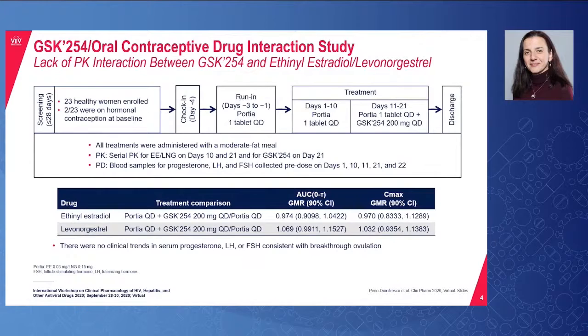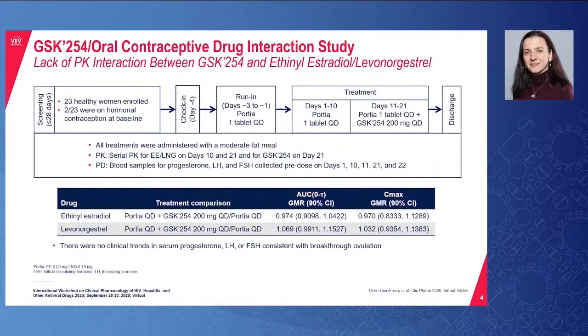The first study was the GSK254 oral contraceptive drug interaction study. In terms of the design, which is illustrated at the top of the slide, this was an open-label, fixed sequence, one-way drug interaction study, which consisted of a screening period, a check-in on day -4, a short run-in period from day -3 to day -1, where all participants received a daily dose of the oral contraceptive, and a treatment period with the oral contraceptive given either alone for 10 days or together with 200 milligram daily dose of GSK254 on days 11 to 21. All treatments were administered with a moderate fat meal.